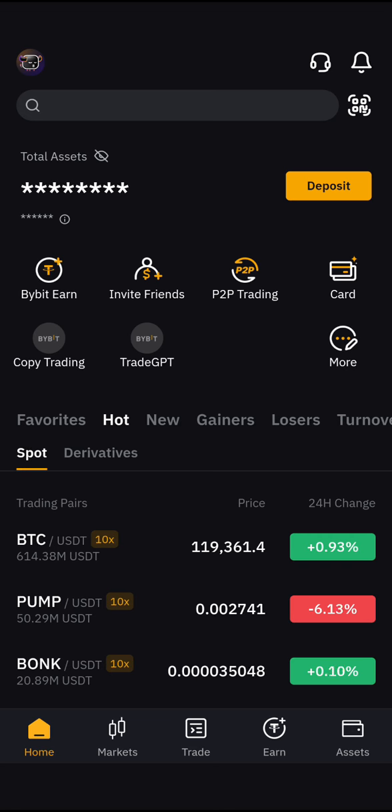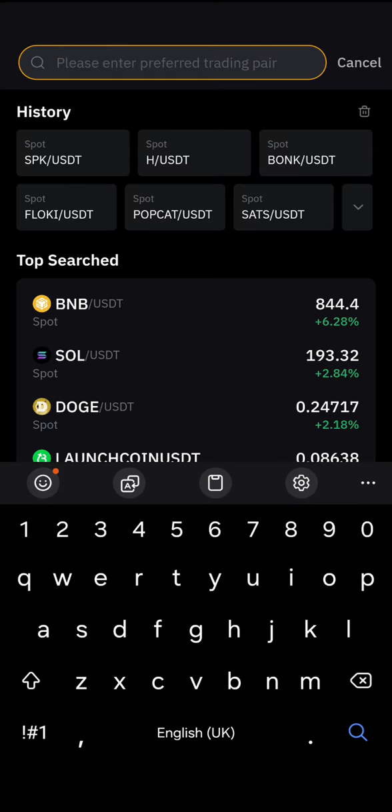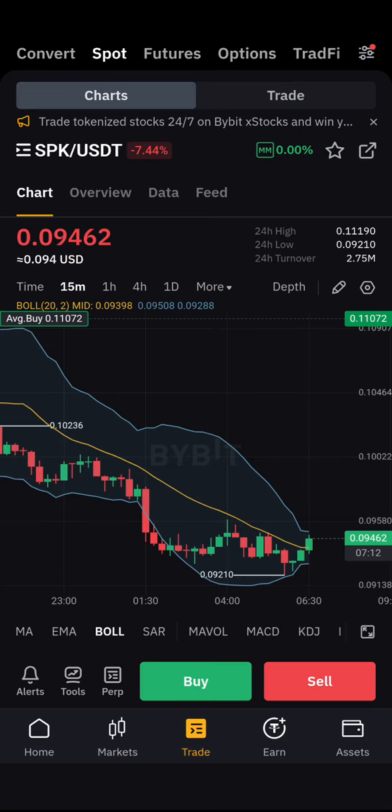The coin I've researched that we're going to buy today is called the SPK. The SPK is a very good coin that has been doing well. It has gone over 0.11 in the past 24 hours, and also gone as low as 0.092 in the past 24 hours, and the 24-hour turnover was over 2.75 million USD. That is a very good one, right?